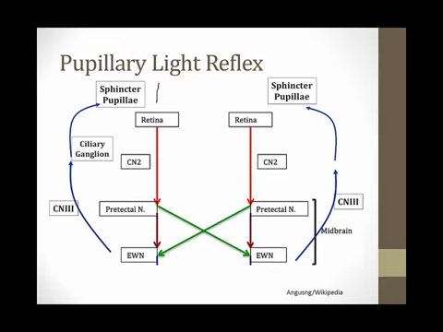If you shine light in the retina of one eye, the light signals will be carried by the optic nerve, cranial nerve 2, to the pretectal nuclei. Those pretectal nuclei can activate the Edinger-Westphal nuclei on both sides of the body. And then as we discussed previously, the Edinger-Westphal nuclei are part of the parasympathetic nervous system. They send signals via cranial nerve 3 to the ciliary ganglion, and from there the sphincter pupillae on both sides of the body will be activated.